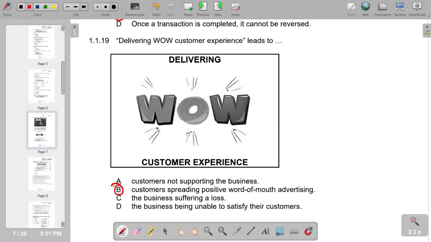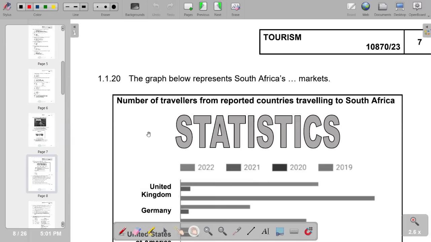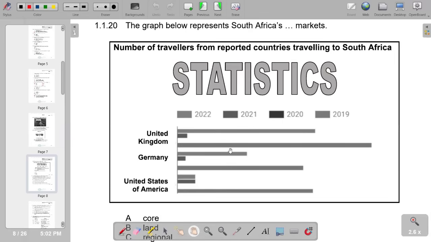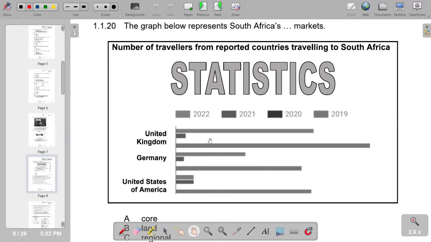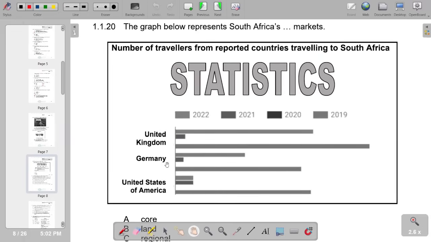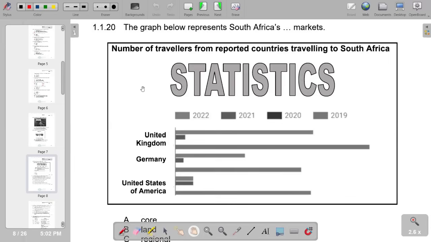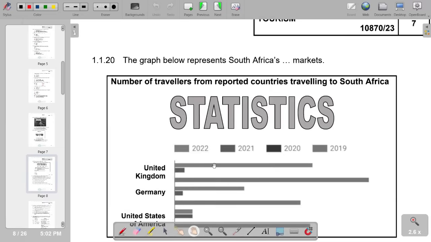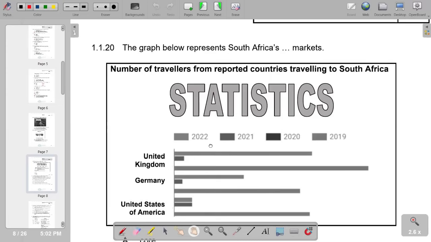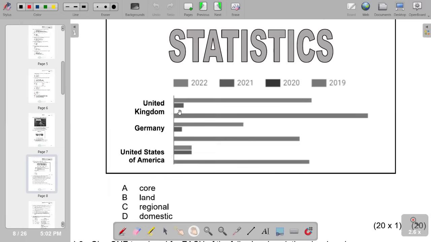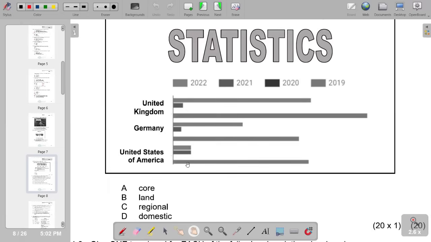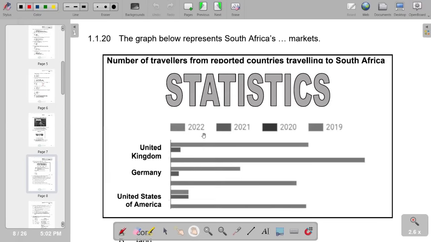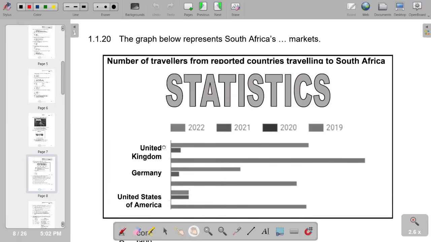So moving on to the next part, which is number 20. The graph below represents South Africa's dash markets. We're given the number of travelers from imported countries traveling to South Africa. We are given United Kingdom, Germany, United States. So the question is saying the graph below represents South Africa's dash markets. Of course, these are tourism markets. And if you check United Kingdom, Germany, United States, these are the core markets. So we have A as the correct response.